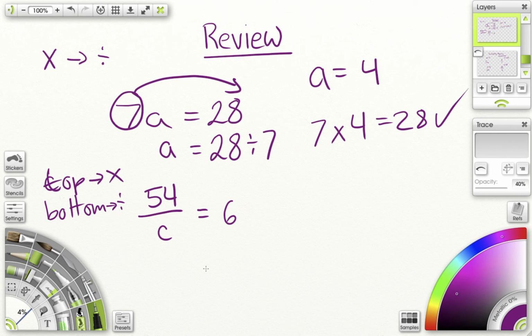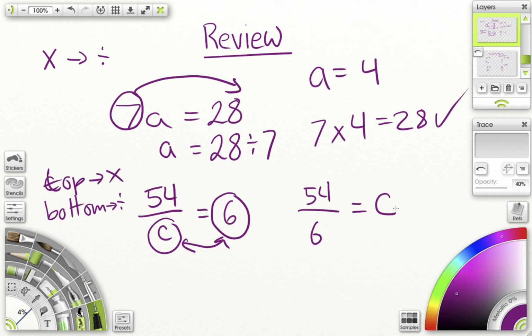Our next problem here is our division. So 54 divided by something is equal to 6. How do I figure out what that something is? Remember, if our variable is on the bottom, we divide. If it's on top, we multiply. In this case, our variable is on the bottom. C is on the bottom. What we do is we take 6 and C and we switch places. So it becomes 54 divided by 6 equals C. So we just switch the places of 6 and C. Now that's a lot easier to figure out.